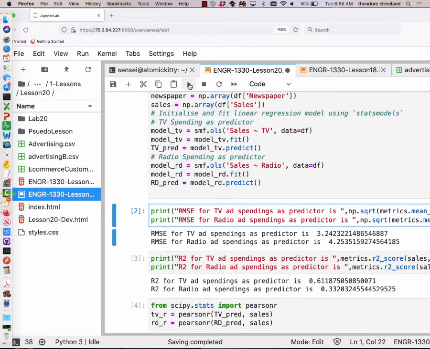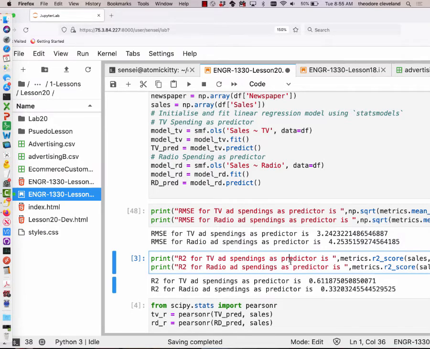If we look at that, it says the root mean squared error for TV is 3. The root mean squared error for radio is 4. So from those two, without actually plotting it, we don't really know. But those are reasonably low numbers. It's telling us that those two models are pretty good linear predictors based on the data we have to work with.